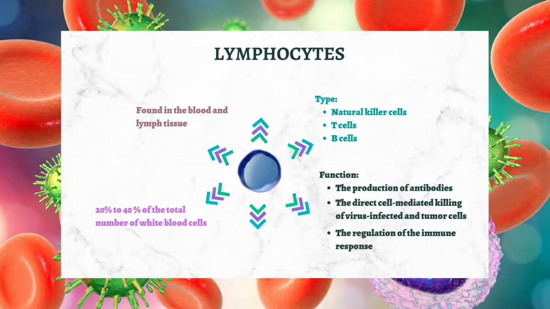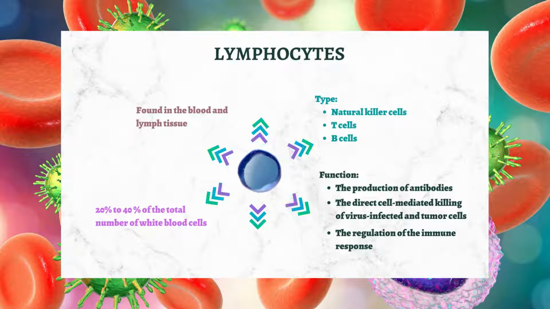Lymphocytes are white blood cells. They are one of the body's main types of immune cells. They are found in blood and lymph tissues. In human adults, lymphocytes make up roughly 20 to 40% of the total number of white blood cells.